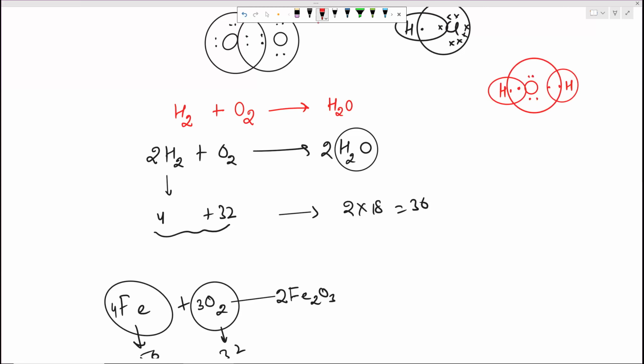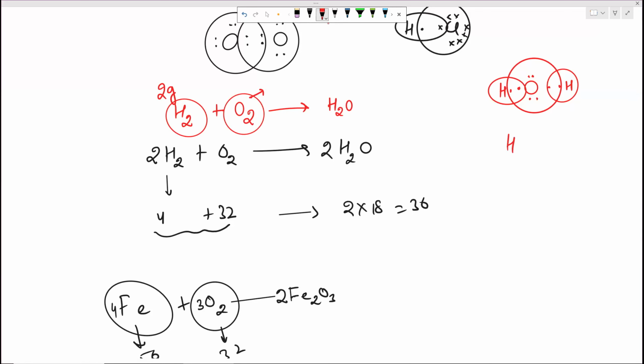Now there is one thing you need to understand here. When you check, how many hydrogen atoms are there? 2 on one side, and here are 1. There are 2, but oxygen is not balanced. And if you check the mass, one hydrogen atom has mass 1, so 2 hydrogen atoms will be 2, and oxygen will be 16, so 32 for O2.